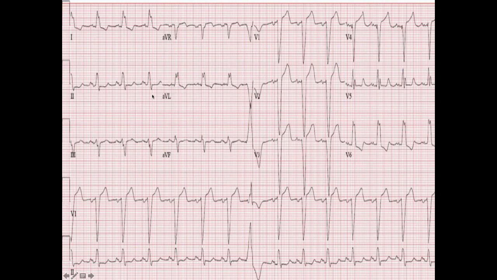Lead 2 is mostly upright, so I've got a physiologic left axis deviation. Not worried about that. We can move on. And then do we have a bundle branch block? And our QRS complex is wide. Look at that thing. That's wide.